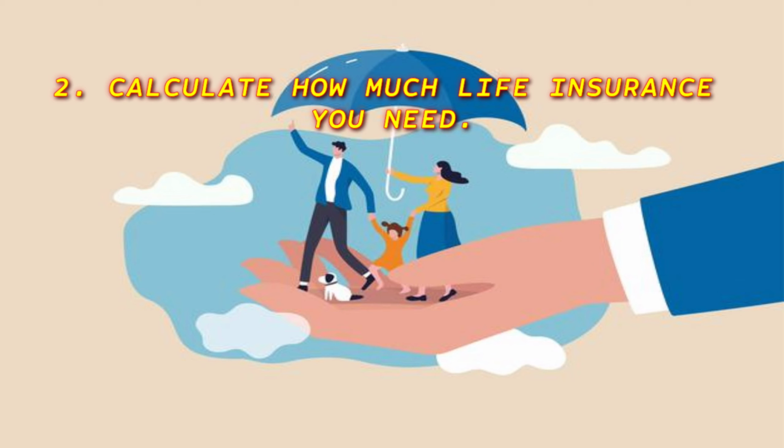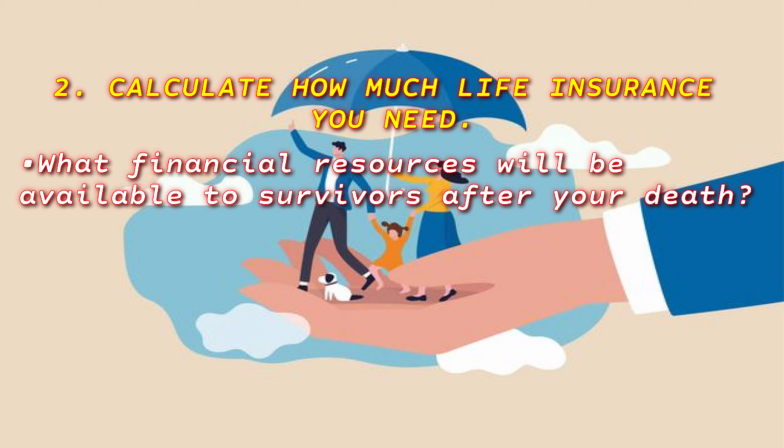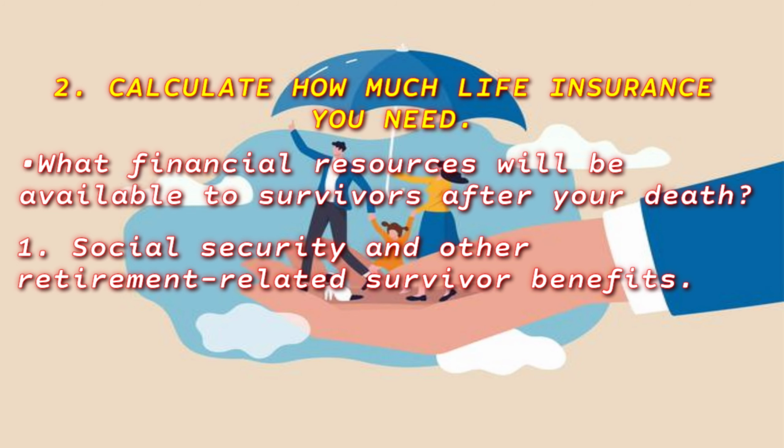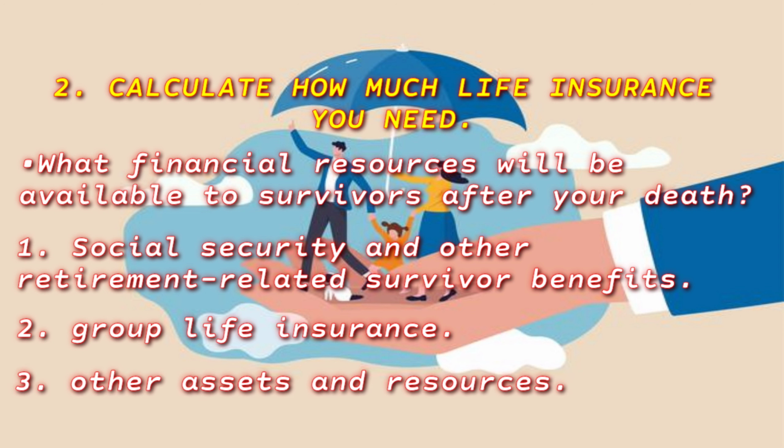2. Calculate how much life insurance you need. There are 2 important questions to ask. First is, what financial resources will be available to survivors after your death? For simplicity, consider 3 categories of resources. 1. Social Security and other retirement-related survivor benefits. 2. Group life insurance. And 3. Other assets and resources. It is also important to know when these resources will become available. For example, Social Security survivor benefits are payable immediately to a surviving spouse with dependent children, but only after age 60 if there are no children.